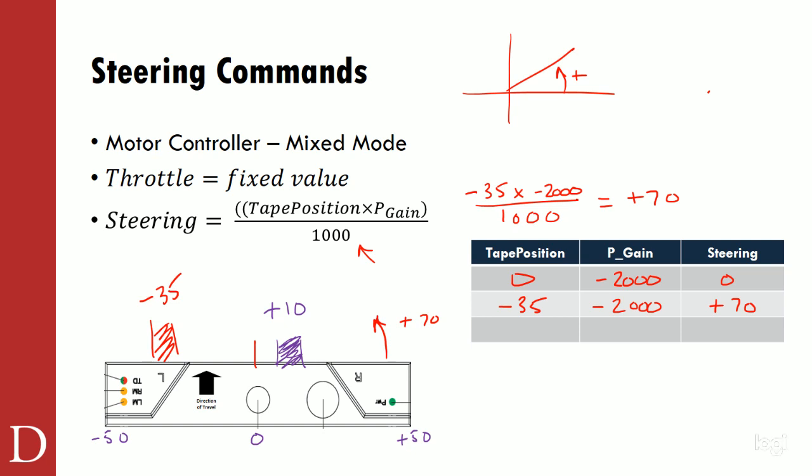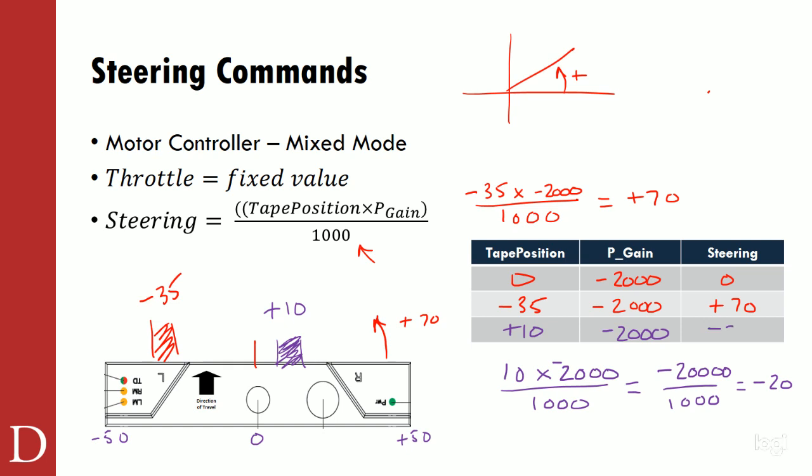So just remember that. Now I'm at positive 10 tape position. I'm not changing my gain. My gain is still negative 2,000, but I know that my 10 times negative 2,000, I make that a negative there, divided by 1,000. So now on top I get negative 20,000 divided by 1,000, and I get a negative 20. So my steering command is negative 20.